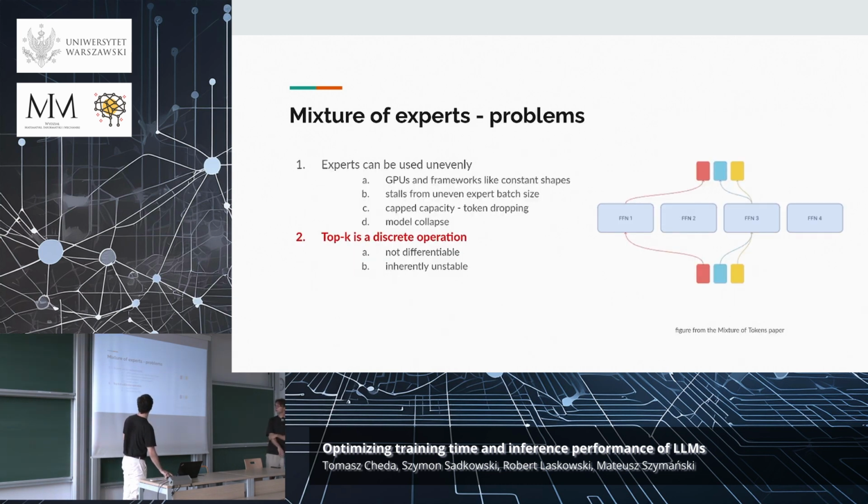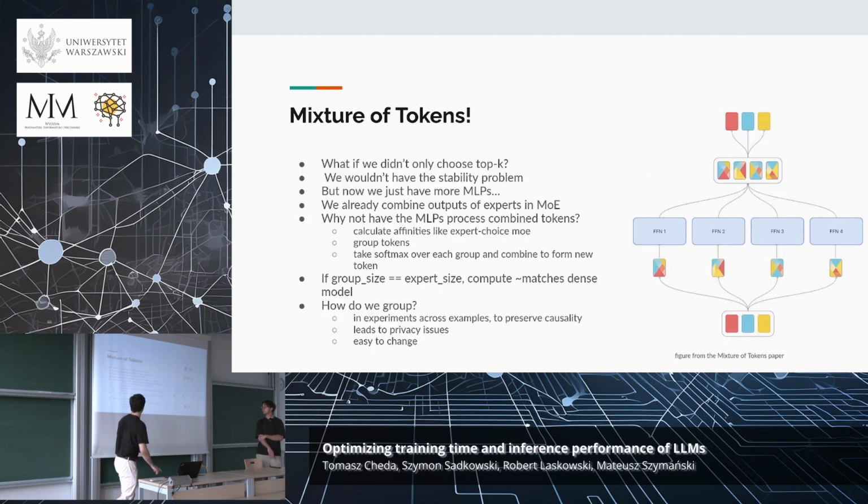Let's focus on the other problem that we signaled earlier, that top k is discrete. And we're finally moving on to the model that we actually covered, which is the mixture of tokens. What if we didn't really choose the top k of the experts? Well, then we wouldn't have the stability problem, but we also wouldn't have the compute savings. We'll just have more MLPs where each of them gets used.